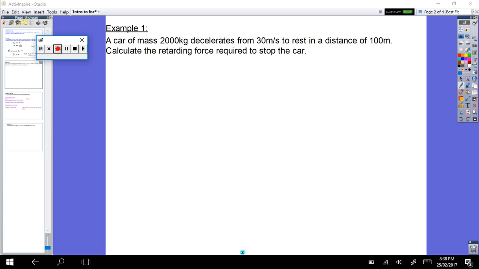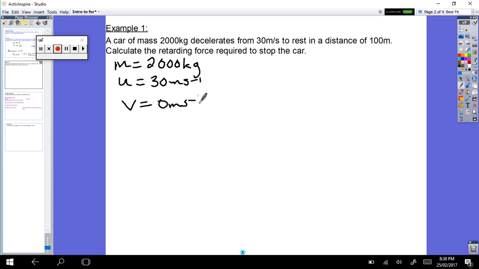The parameters part is writing down what you know and also what you don't know. So we know that mass is 2,000 kilograms. That is a 0, not a 6. We know that the initial velocity, u, is 30 meters per second. We know that the final velocity is rest, so that is 0 meters per second. We know that the distance, x, is 100 meters. We don't know the acceleration, and we want to calculate the force, so we don't know either of them. So we have written down our parameters.